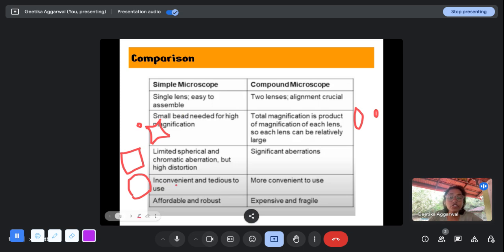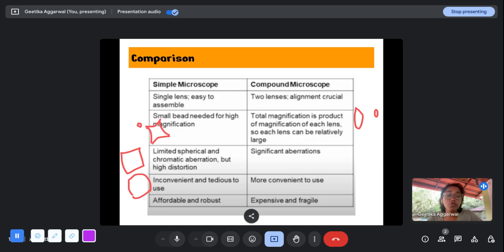A simple microscope is actually inconvenient and tedious to use because you have to keep it very close to your eyes, and the object also should be very close to the microscope. That makes it difficult to use. But the compound microscope is convenient to use. On the other hand, a simple microscope is very affordable and robust. Why is it robust? Because it's just a little glass bead. So of course it's very robust, and it's very affordable because it's just a small bead.